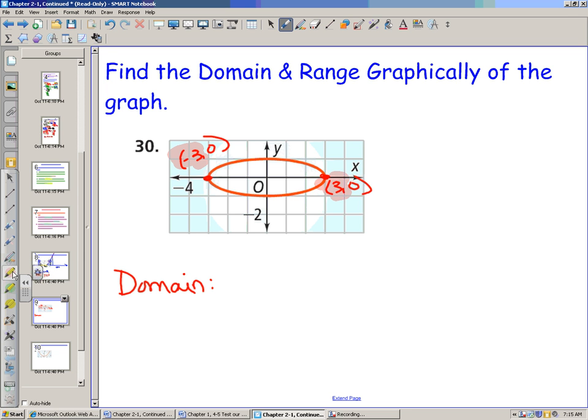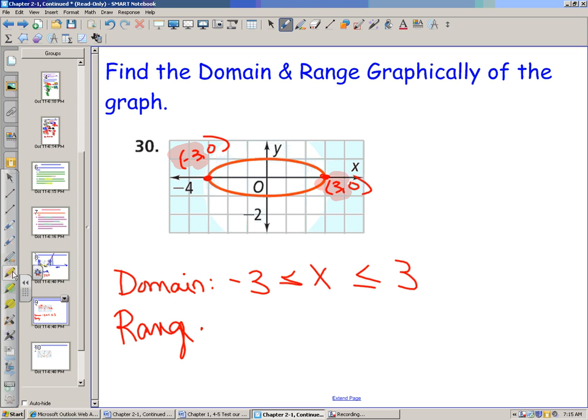Remember the trapped concept? When you're trapped, what signs must you always use? Well, when you're trapped, -3 is always less than +3, and x is in the middle, and since they're closed dots, I put less than or equal to on both of them. Okay? The range.